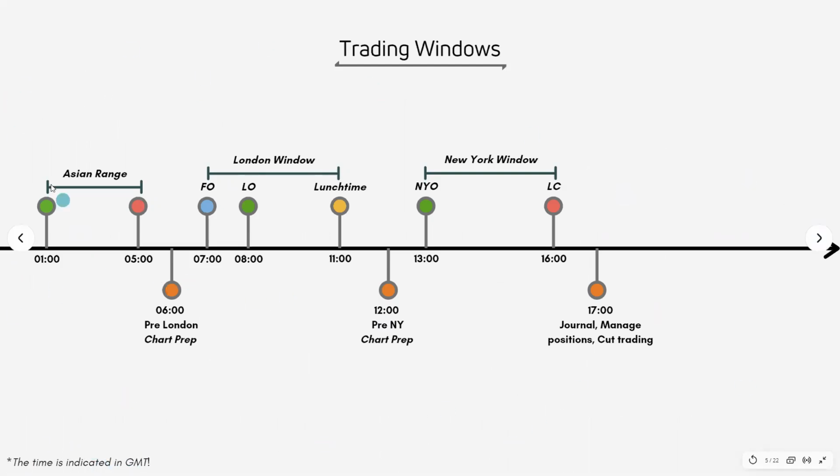So again, as you can see, we start with the Asian range, which is from 1 till 5 GMT. This is when we have that consolidation. And then we have the 6, which is the pre-London. This is chart prep. This is the dead hour that I spoke about. This is when you have to wake up and do your charts, because the market will usually be slow and it's cooking for Frankfurt Open. The Frankfurt Open is 8 o'clock my time. And this is when we mark the New York Open, the 0000 time. Then we have the London window.